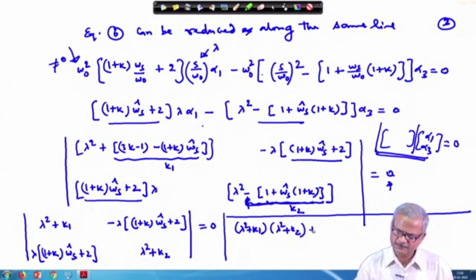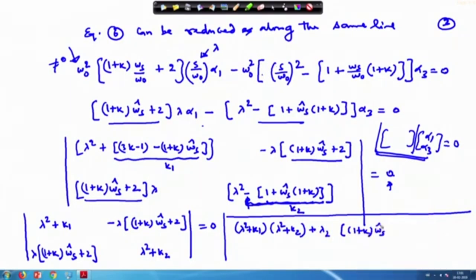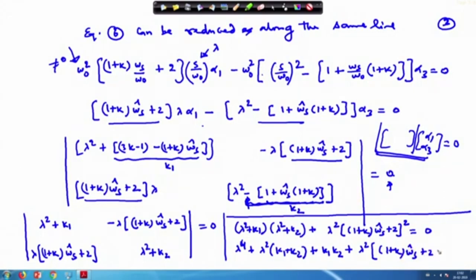Okay. And then here this becomes plus lambda square times (1 plus k omega s cap plus 2) whole square, and this quantity will be equal to 0. So, we have here lambda to the power 4 plus lambda square times (k 1 plus k 2) and k 1 k 2 plus lambda square times (1 plus k omega s cap plus 2) this whole square, this equal to 0.